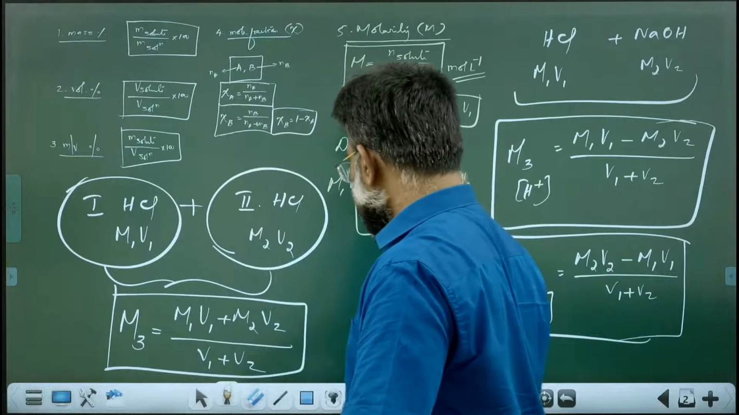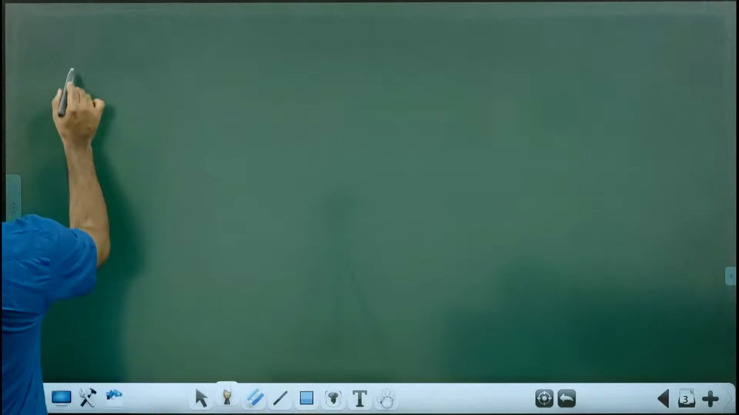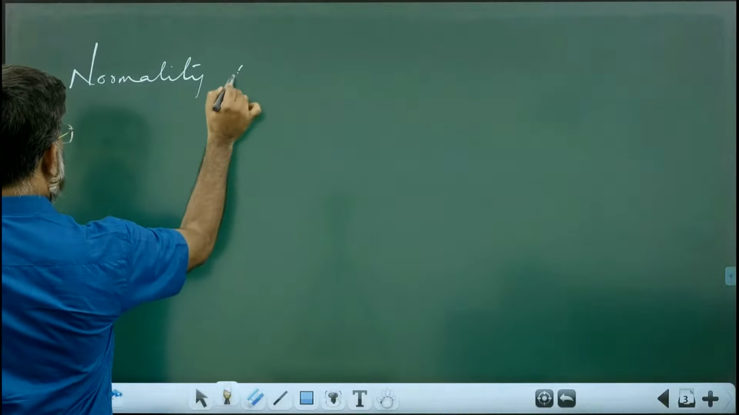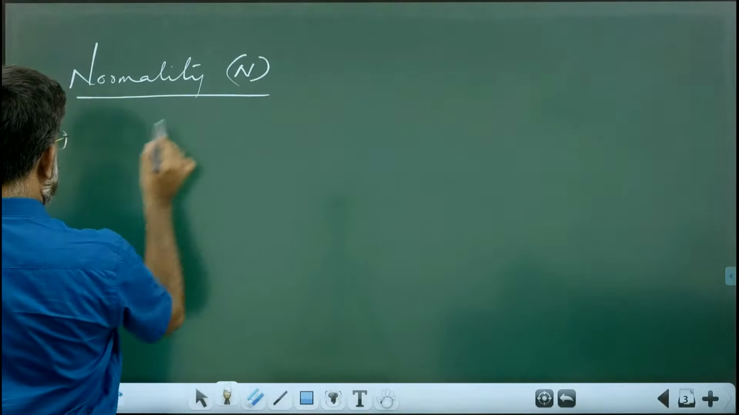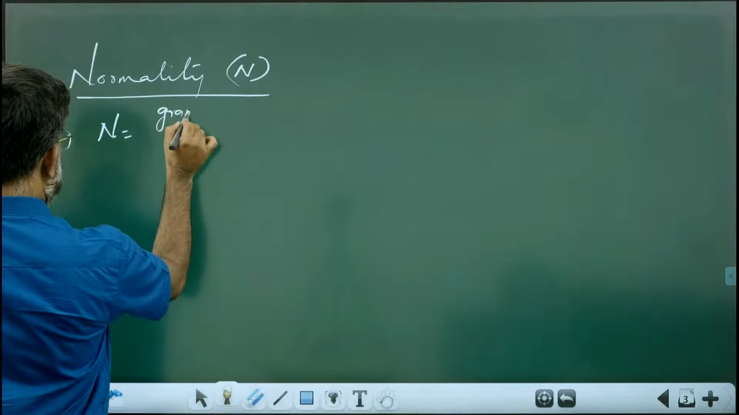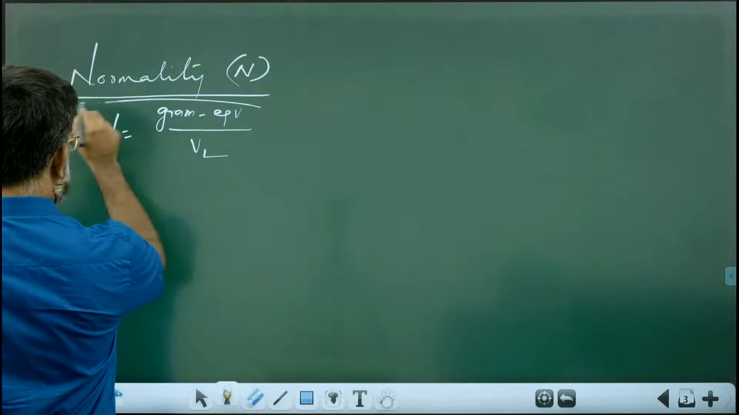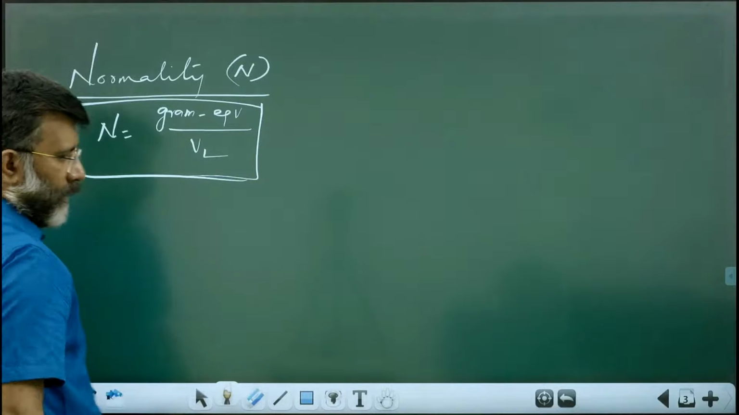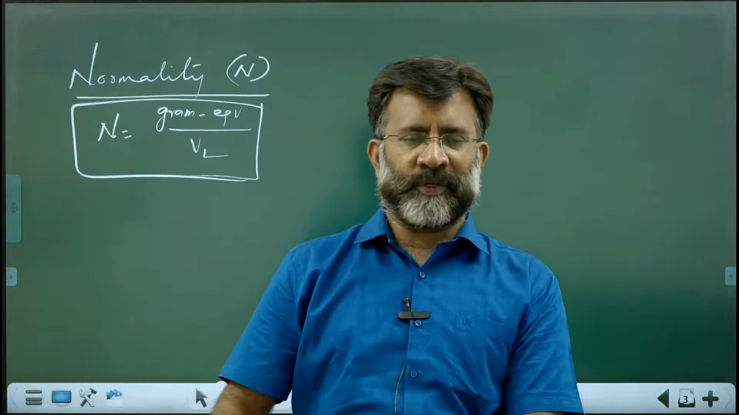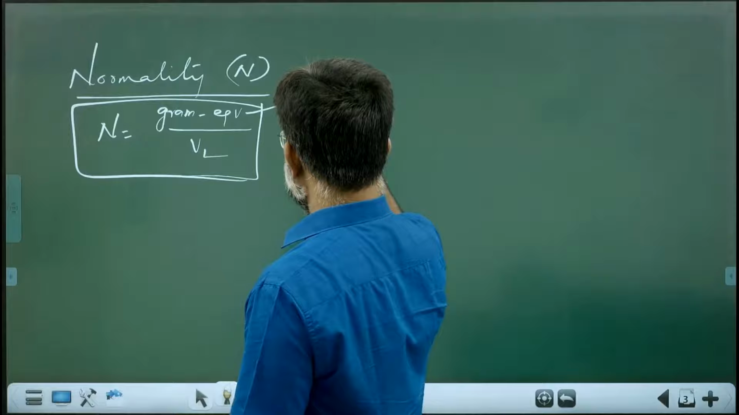Similarly, there is another concentration term which is normality. Normality, another concentration term. Normality is designated by capital N. Normality is number of gram equivalents of solute divided by volume of solution in liters. What is meant by gram equivalents? Gram equivalents is like number of moles.